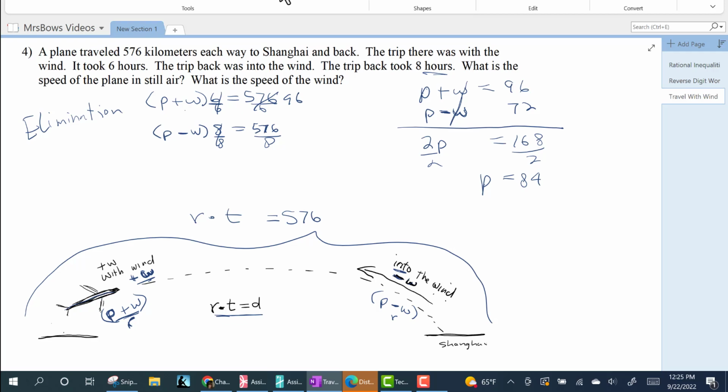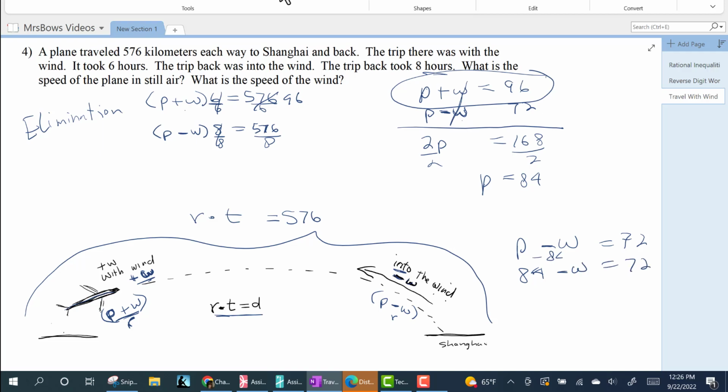Yep, 84. So if we come back up here and we say plane speed plus the wind is 96, or you could come to this one right here. Here, let's do the lower one. Plane speed plus, well, against the wind is 72. Well, the plane speed is, oh, I don't like this one as much. That's too bad. But that's okay.